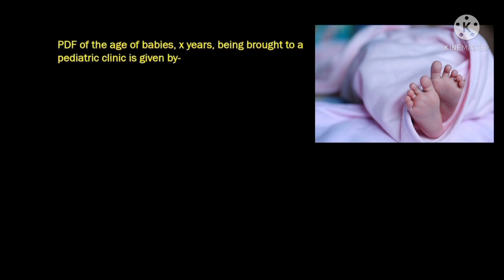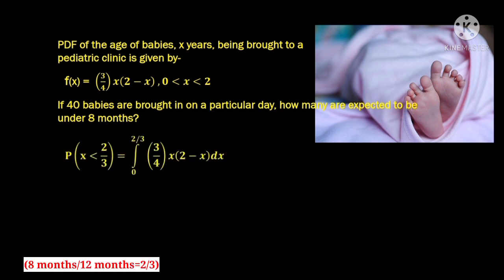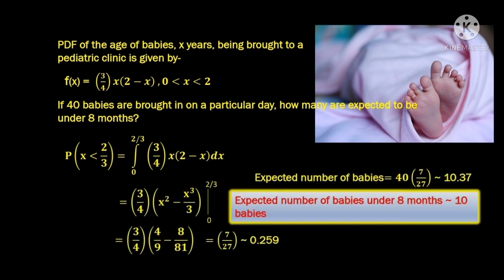So friends, let's apply this to a pediatric clinic where the probability function of age of babies is given by this equation. Now, if around 40 babies are brought on a particular day, how many can we expect to be under 8 months? So this probability can be easily found by integrating the given function from 0 to 2 by 3. And friends, by doing these calculations, we can arrive at the conclusion that the expected number of babies under 8 months is approximately 10. So probability of continuous random variables without integration is indeed hard to imagine.